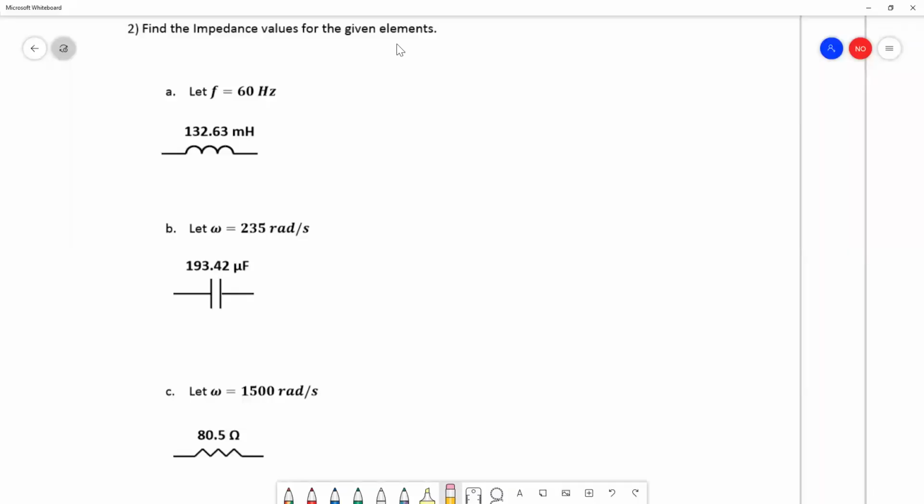This is the EE301 12-week review packet, and we're going to be looking at problem 2, parts A, B, and C. Find the impedance values of the given elements. So for the first one, you'll notice that this is an inductor. An inductor's impedance equation is as follows. ZL equals XL at an angle of 90 degrees.